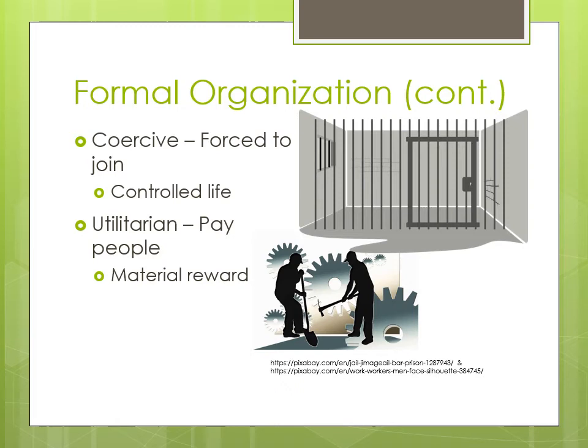Then we have what are called coercive organizations. These are where individuals are forced to join, and when they're forced to join, their life is completely controlled. So, for example, if I have a lot of speeding tickets and I haven't paid them, and there's a warrant out for my arrest, I may be forced to join a coercive organization because I didn't pay my tickets. The last one is called utilitarian. And this is where we all hope to join, where we work, and when we work, we hope that we get a material reward. In other words, we work so that we can get paid.